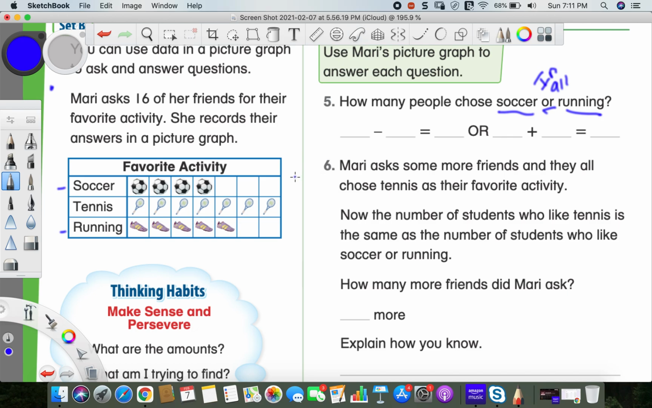All right, if you're still working on this, that's a-okay. Hit the space bar to pause and then unpause when you're ready. If you're all set to go, let's work on this.